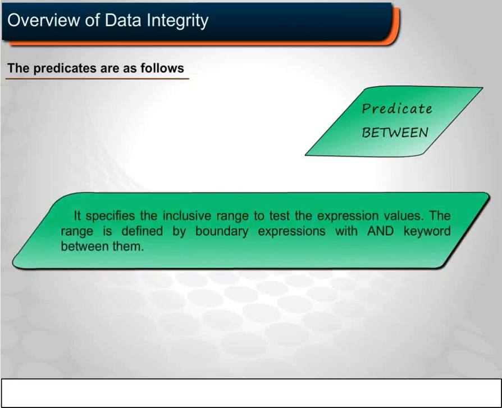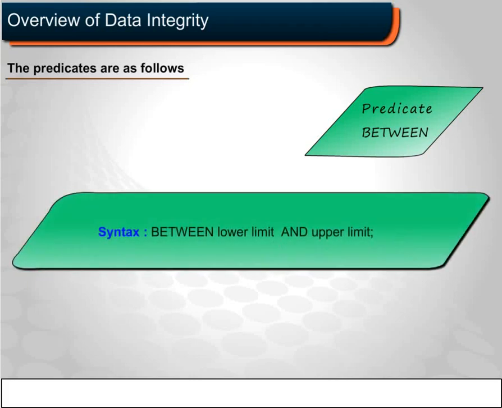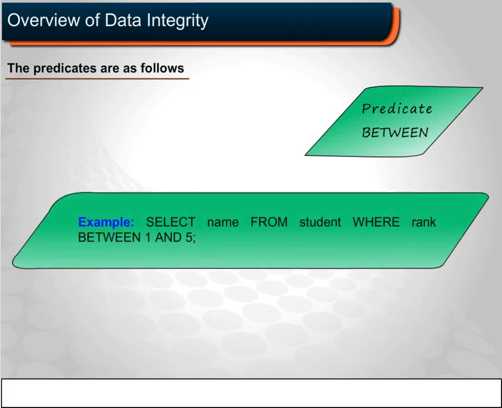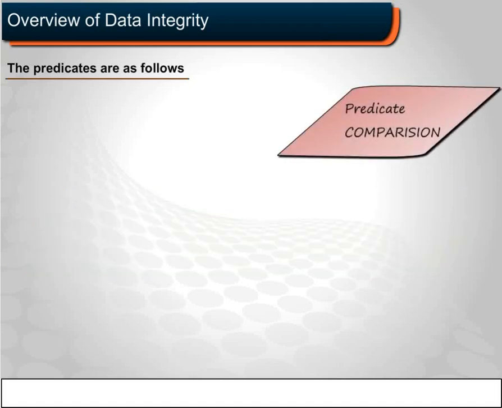Predicate between. It specifies the inclusive range to test the expression values. The range is defined by boundary expressions with the AND keyword between them. Syntax: between lower limit and upper limit. Example: select name from student where rank between 1 and 5.